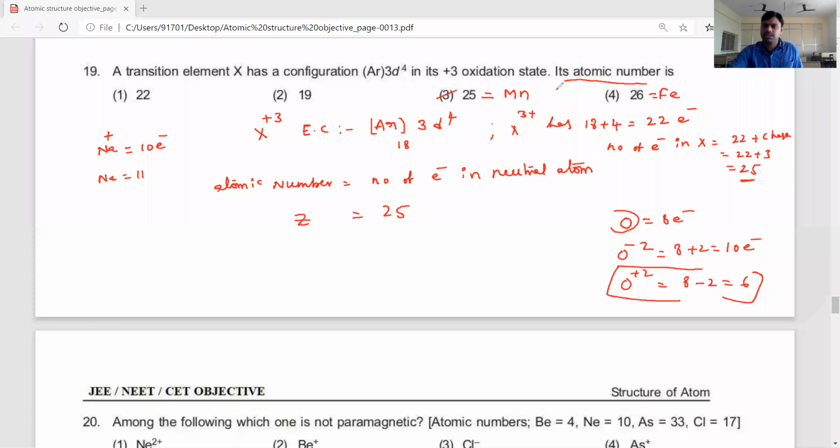Just a small concept to keep in your mind. Whenever positive charges are present, that many electrons are fewer than in the neutral atom. However much negative charge is present, that many electrons are more in the negative ion. So the neutral atom's electrons equal the negative ion's electrons minus its negative charge. Then automatically the number of electrons in the neutral atom will come. Okay, let's see next.